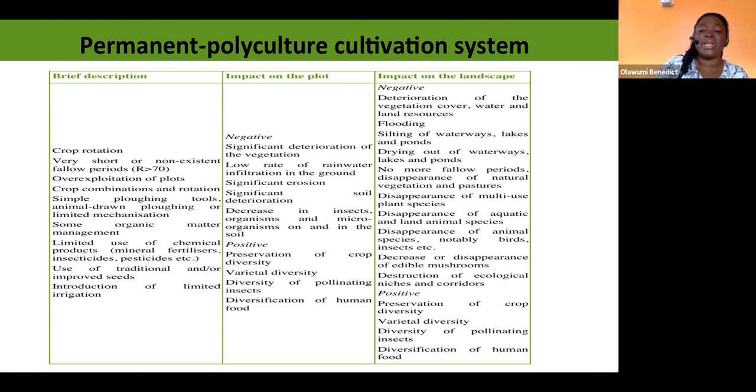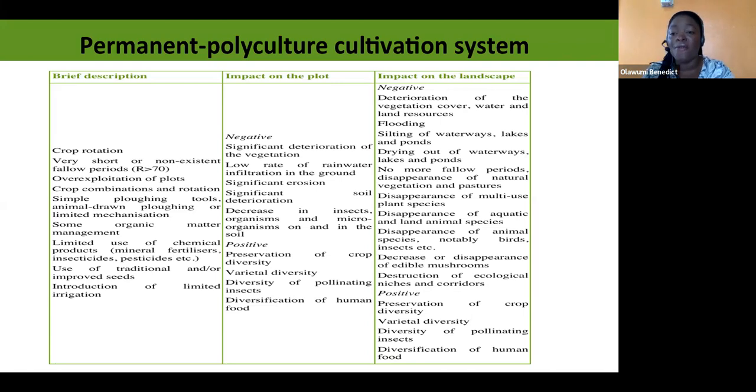Then silting of waterways, lakes and ponds, because you start using the synthetic inputs now, the silting of waterways, lakes and ponds from the soil erosion that is going to take place at the plot level. Then drying out of waterways, lakes and ponds, this is one impact of this system, because now you have started introducing irrigation. And if you don't have your own water source, you are using water from the lakes and the ponds, then the water level is going to start reducing.